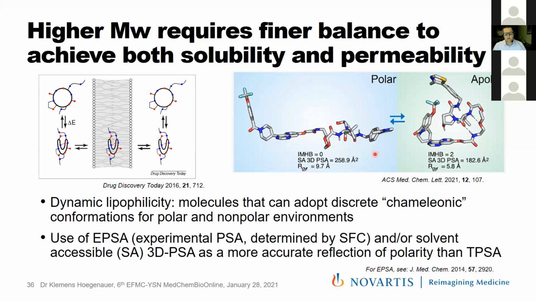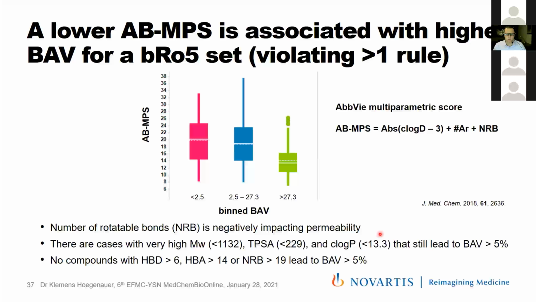This is an answer that you cannot give like that, because you need to take into account some of these intramolecular hydrogen bonds that then lead to a conformation that is good for permeability. And there are multiple ways to correct this polar surface area. One of them is the solvent accessible 3D polar surface area, or experimental polar surface area determined by supercritical fluid chromatography. And that's, I think, the way forward to really consider this dynamic lipophilicity for some of these PROTACs.